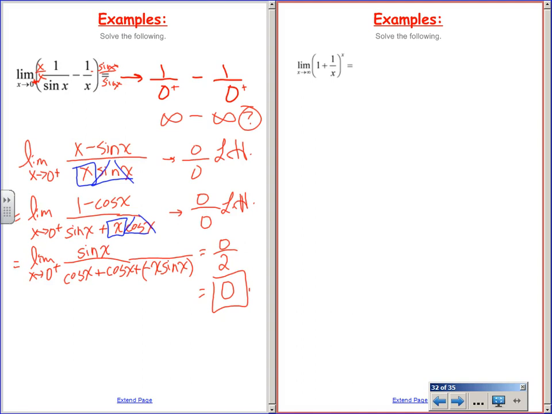But what about this guy? This is the guy period 1 couldn't get to. 1 plus 1 over infinity to the infinity. Wait, what happens when bottom wins? 0. 1 plus. Oh! 1 to the infinity is indeterminate.